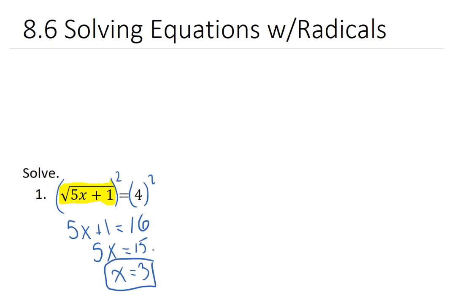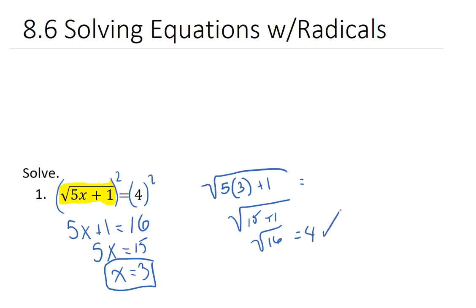The one thing that you'll have to do when you're dealing with radical equations is plug it in to make sure it works. 5 times 3 plus 1 gives us 15 plus 1. That's the square root of 16, which does give us 4, so it does work out.